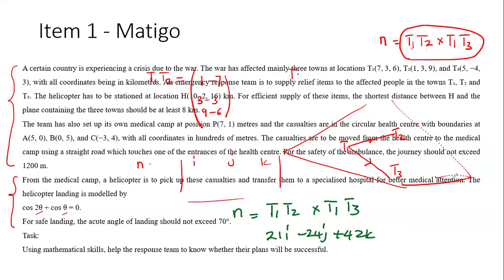But when I start with T1, T3, then T1, T2, I get negative 21, positive 24, and then positive 42. Those are the same things. But if this is what you crossed, Melissa, this is the answer you are supposed to get. If you cross T1, T2, T1, T3, this is the answer.